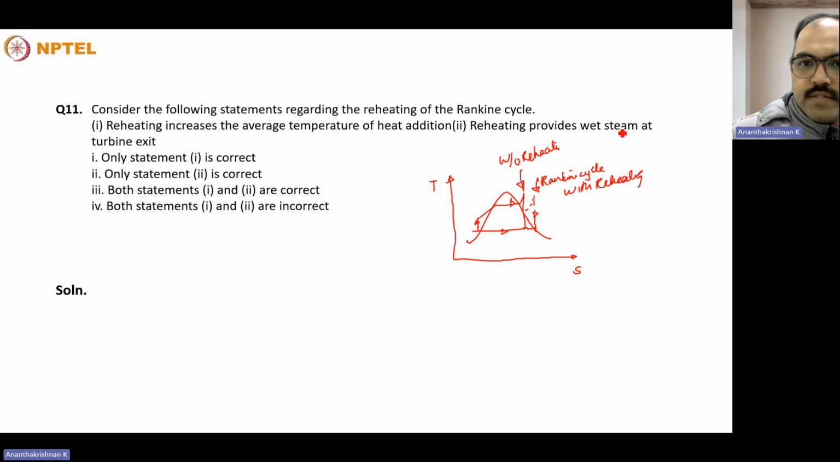So, "reheating provides wet steam at the turbine exit", that's wrong. It provides a dry steam. So the second option is wrong straight away. Then the first part is, reheating increases the average temperature of heat addition. Yes, so how could we justify that?